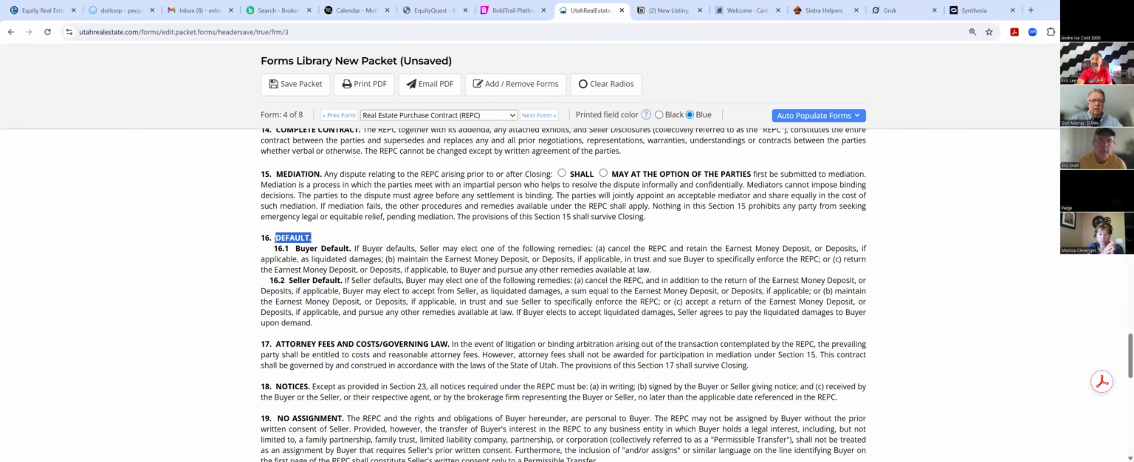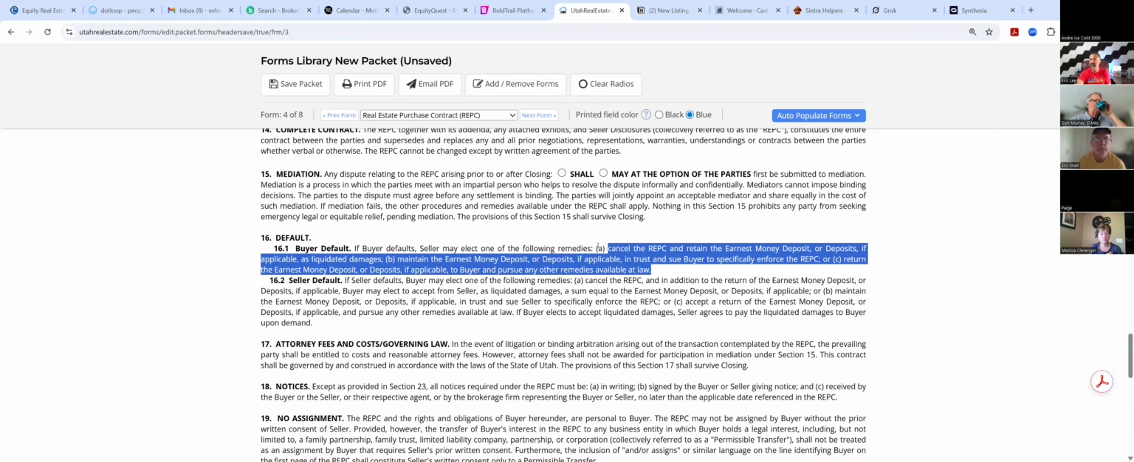We failed to cancel by the due diligence or finance and appraisal deadline, whichever is later, but that does not constitute a default, because default means if the buyer defaults, the seller can choose one of three remedies. Earnest money is just one of them. It's the easiest and most common one. But they could maintain the earnest money deposit in trust and sue the buyer to enforce the REPC. That's a long shot most of the time.